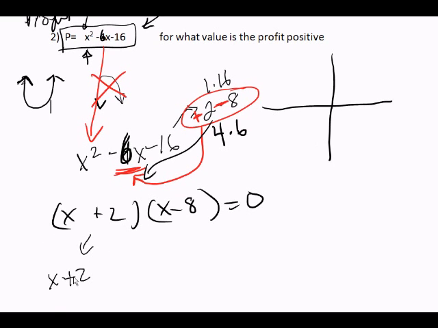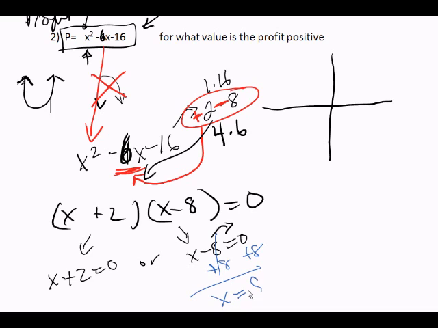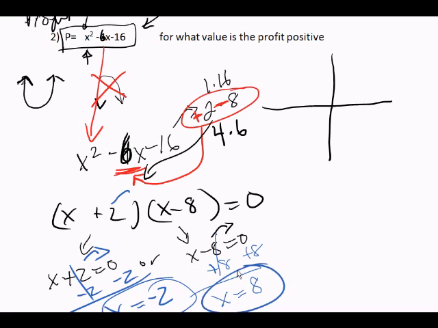Okay, so now we're going to solve for x. In other words, x plus 2 equals 0, or x minus 8 equals 0. I get the 8 to the other side by doing the opposite, I'm going to add 8. I get x equals 8. And I take the 2 to the other side by subtracting 2, and I get x equals negative 2.